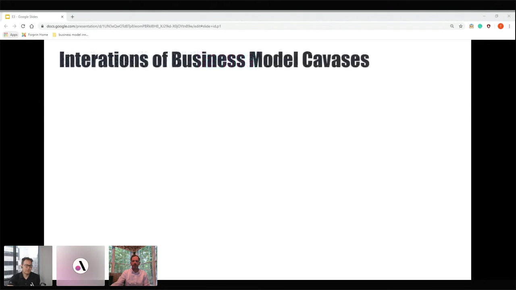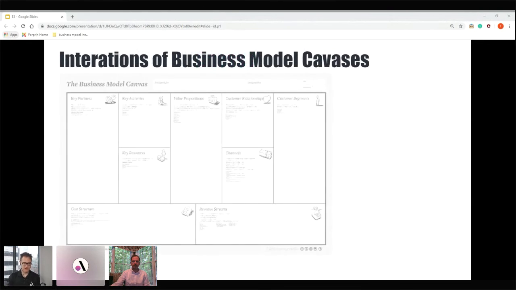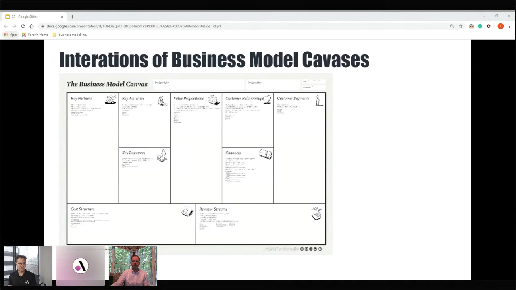So there have actually been multiple different types of business canvases over the years. The first one we just talked about, the one from Alexander Osterwalder, is what we're calling the classic business model canvas. This has nine boxes: key partners, key activities, key resources, value proposition, customer relationships, channels, customer segments, and then cost and revenue boxes.